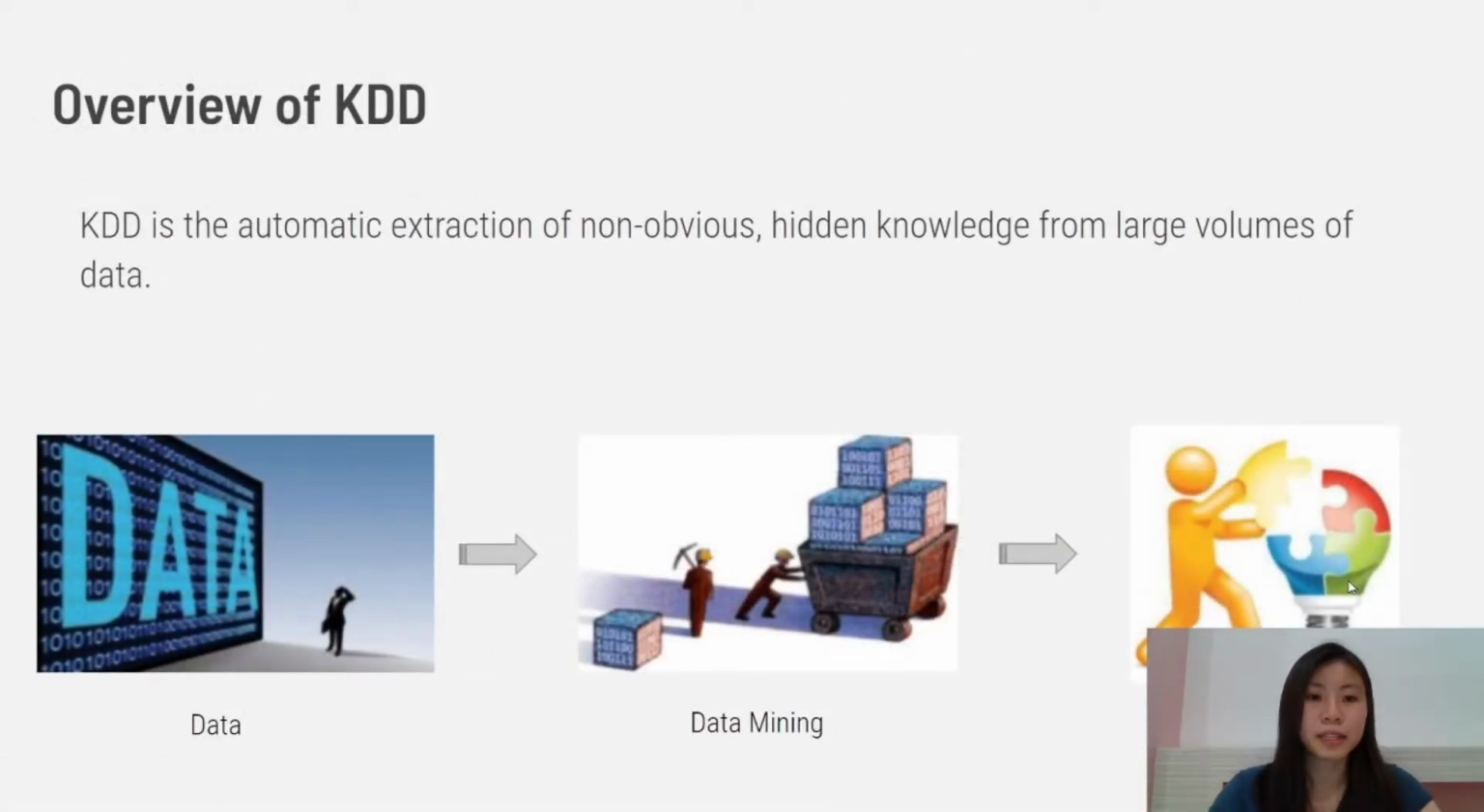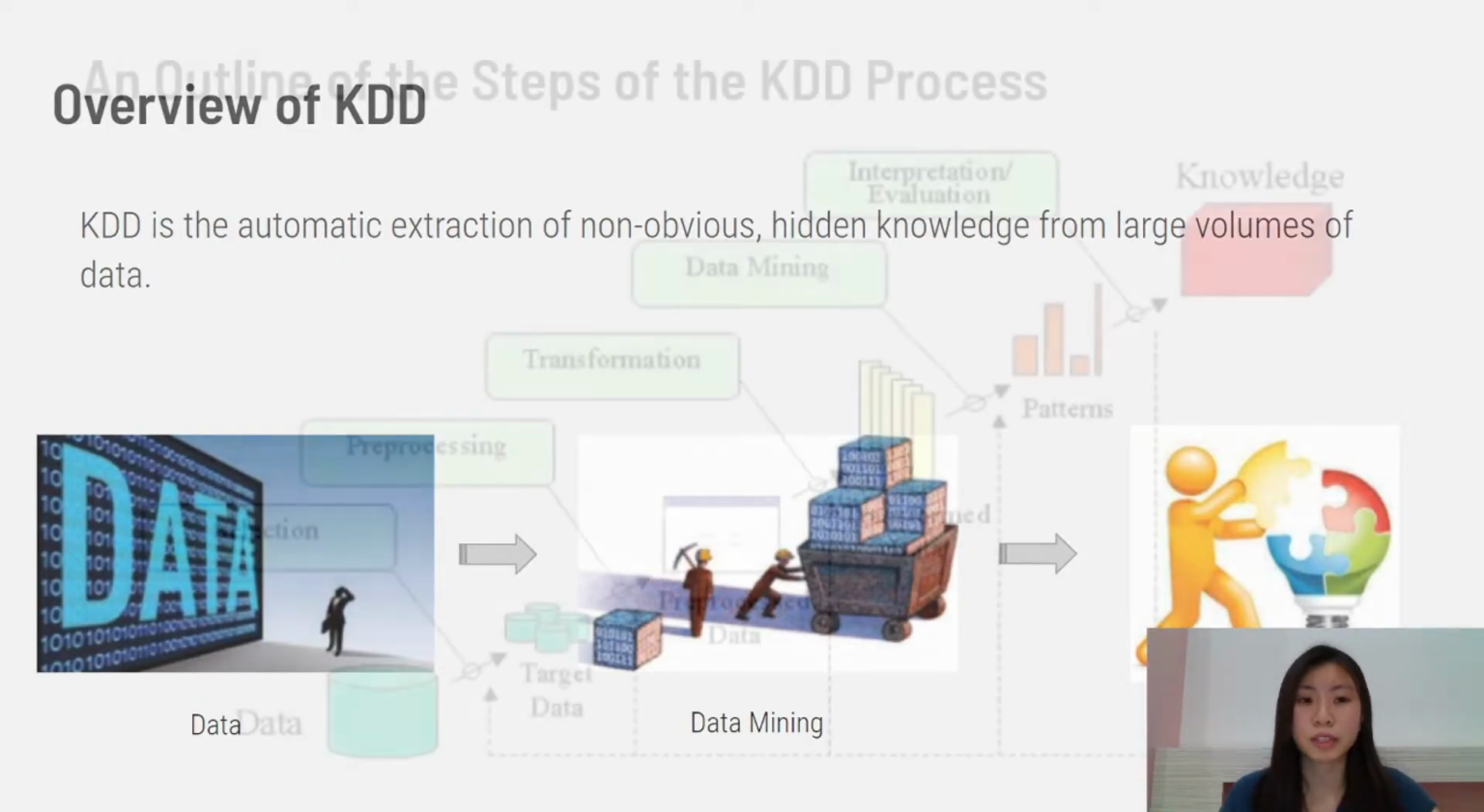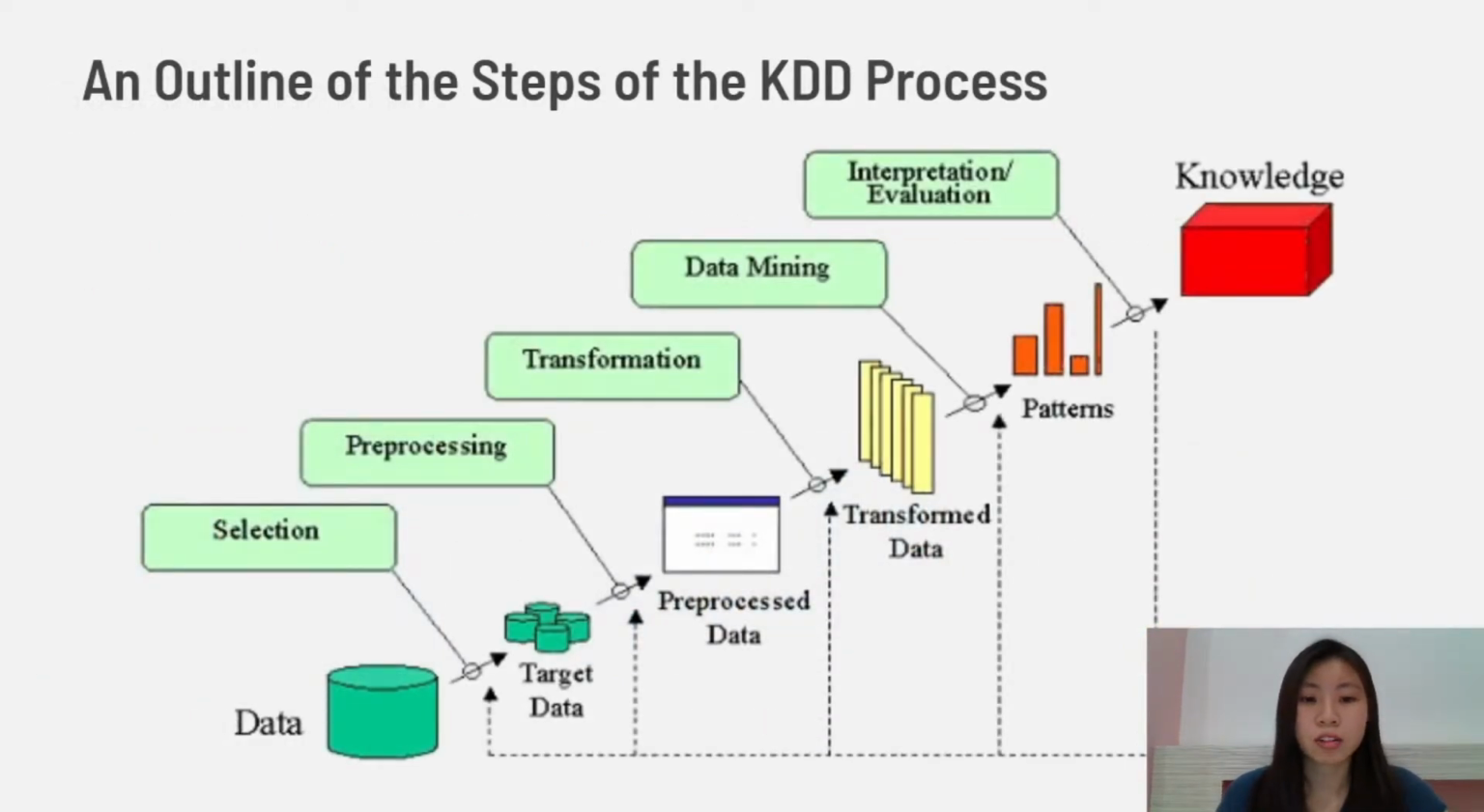KDD is an automatic extraction of non-obvious hidden knowledge from large volumes of data, which is from data to data mining to knowledge. First of all, the data is collected and integrated from all the different sources. Next, we select only those data which we think is useful for data mining. Then the target data goes through a process called data pre-processing. In these steps, noise and inconsistent data are removed.